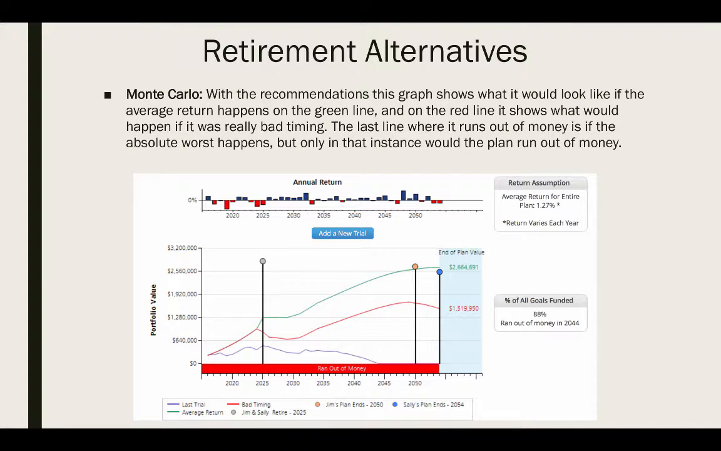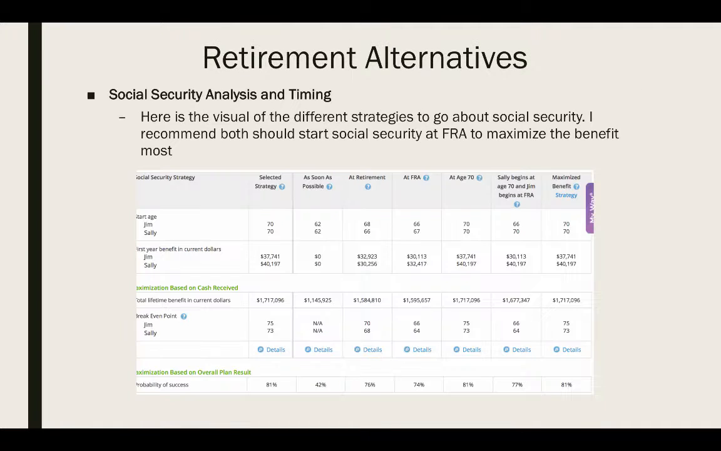So here's some retirement alternatives. Here's the Monte Carlo simulator. So with the recommendations that I'm going to show, this graph shows what it would look like with the average return. That's the green line. If it had bad timing, that would be the red line, and the last line would just be the worst trial that it ran. So this kind of shows that basically it's very unlikely for them to run out of money with the new recommendation, and that's a really good thing. Even with bad timing, they still wouldn't run out of money. It just wouldn't be as positive. With the average return, it would be better.